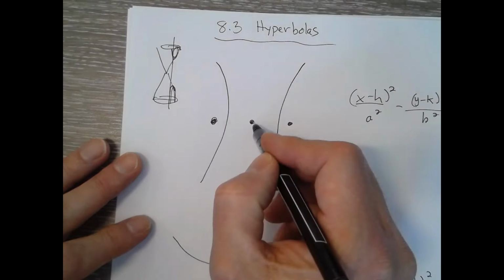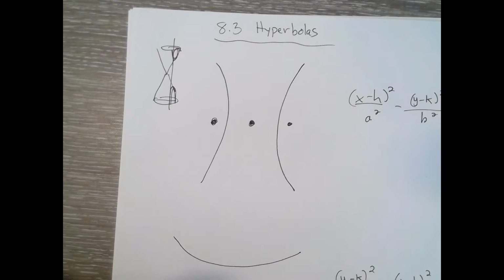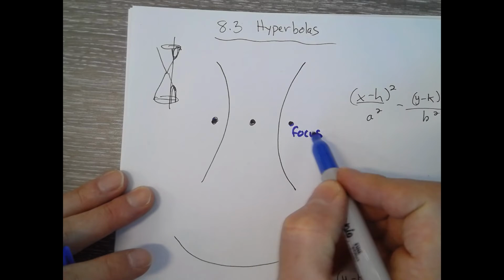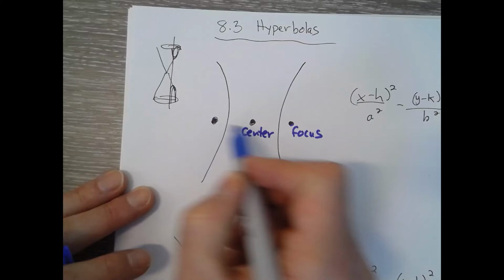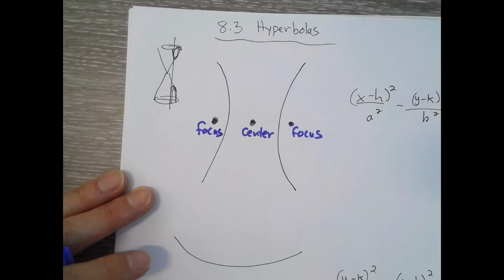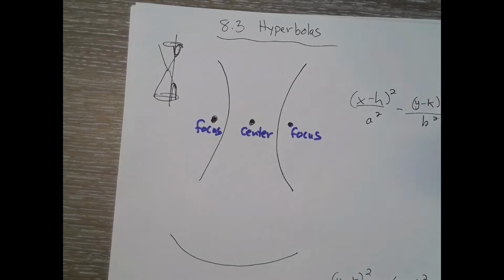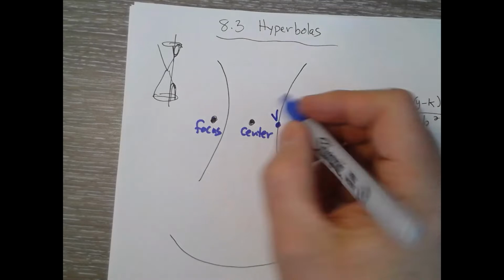Okay, there is a center. There is a focus here and a focus here, so that's a focus. This is a center. This is another focus. If you recall ellipses, what did A represent on an ellipse? What was A? The distance from where to where? Center to the vertex. Very good. Same is true. Oh, by the way, there's a vertex right here. That's a vertex, and that's a vertex.